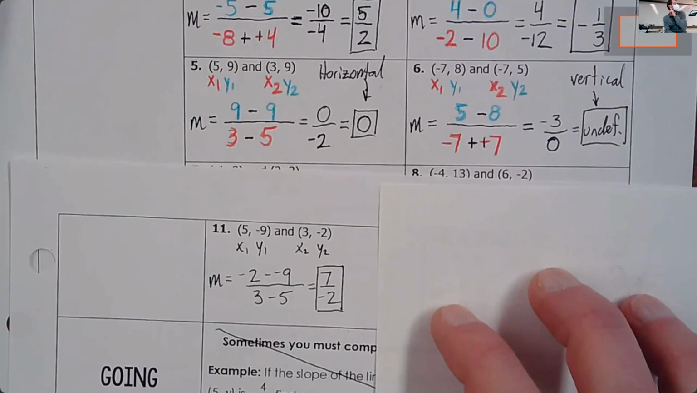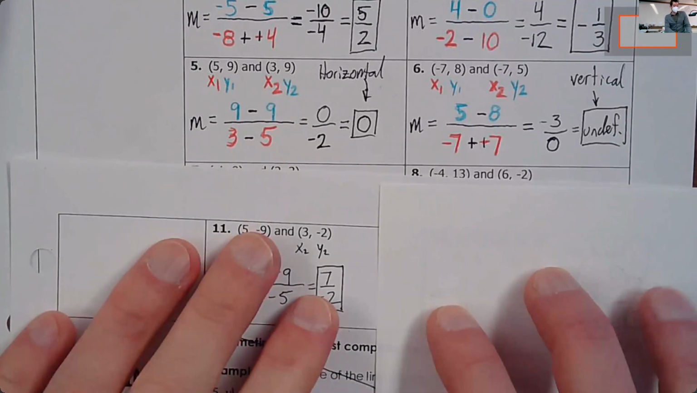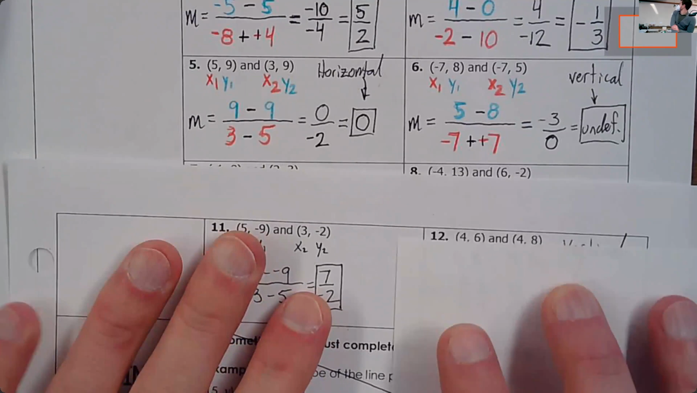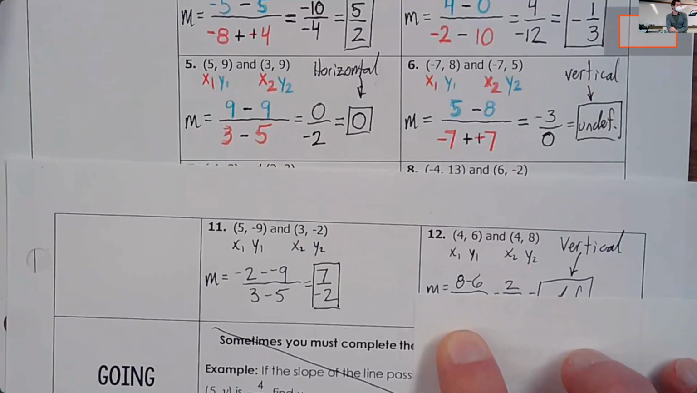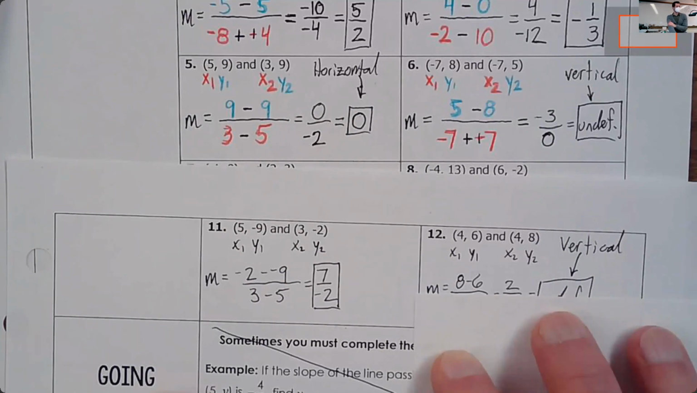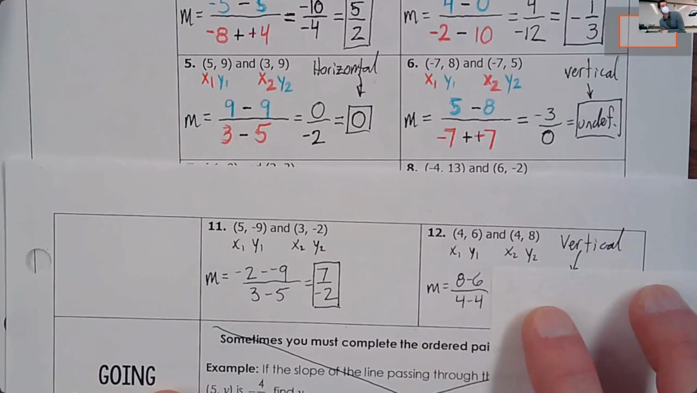What'd you get? Not yet? Okay. So what do you have? Do you have the numerator yet? Not yet? Okay. So let's go and work through this together. So the numerator should be 8 minus 6, because we got y2 is 8, y1 is 6. So 8 minus 6 gives us a numerator of 2. And then the denominator will be 4 minus 4. So Staley, real quick, what's 4 minus 4? 0. All right, so 2 over 0.